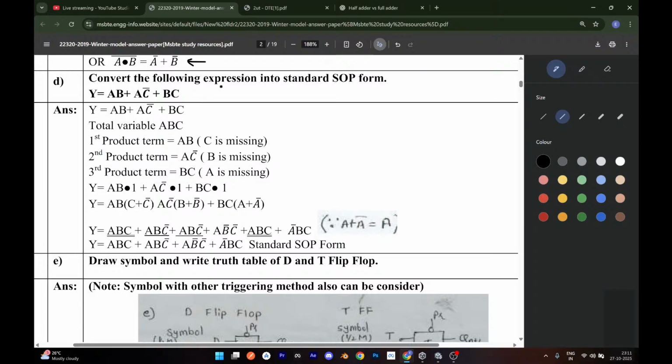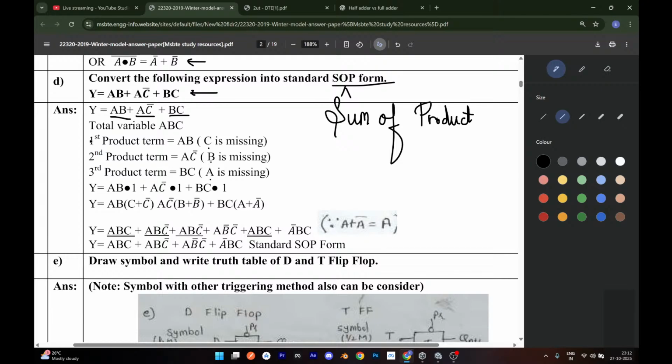After that, we have to convert the given equation into SOP form. Okay, sum of product. The full form of SOP is sum of product. So what are we going to do here? This is the equation which we have got. See the missing values. What is missing in this? C is missing. In this, B is missing. In this, A is missing.